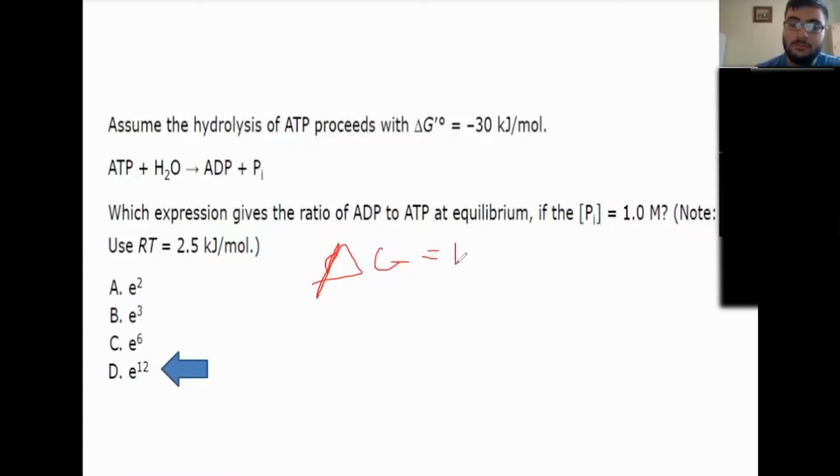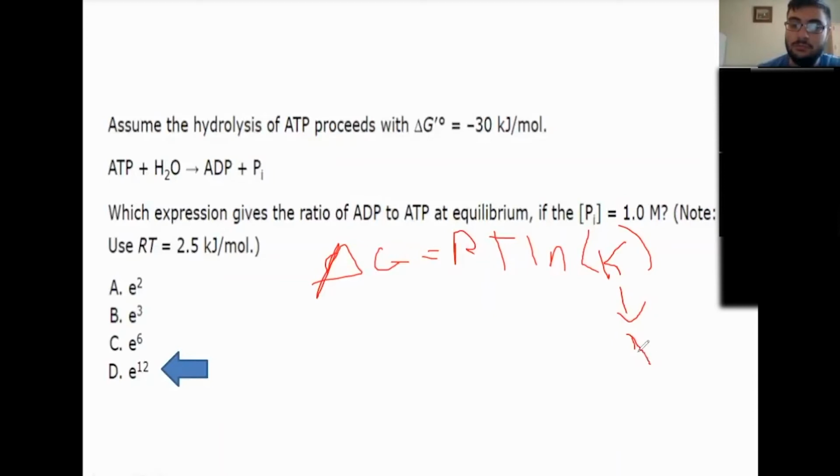equals RT ln K. So first step is to identify what they're actually asking for, right? So they asked, what is the ratio of ADP to ATP at equilibrium, right? So that is actually exactly equivalent to K. So what they're essentially asking for is what K is, right? Because it's the expression of the ratio of ADP to ATP at equilibrium, and that's what the equilibrium constant represents. So that's what they're asking for.